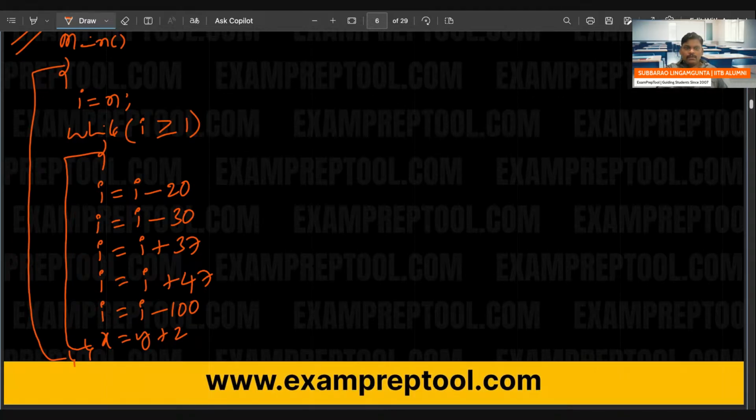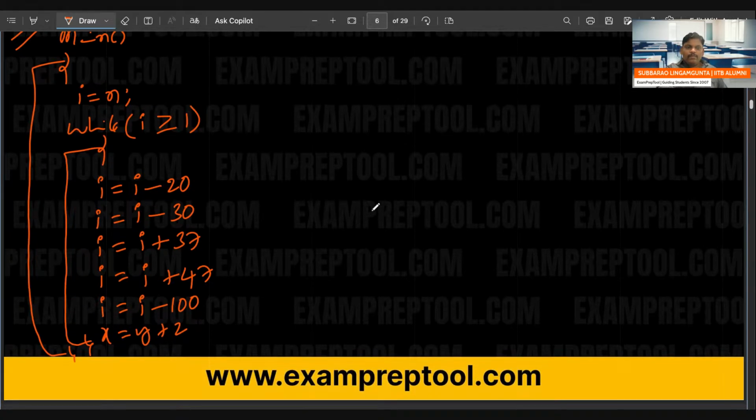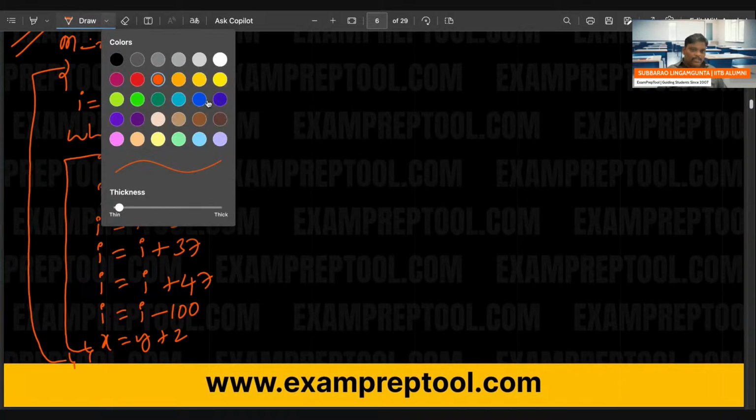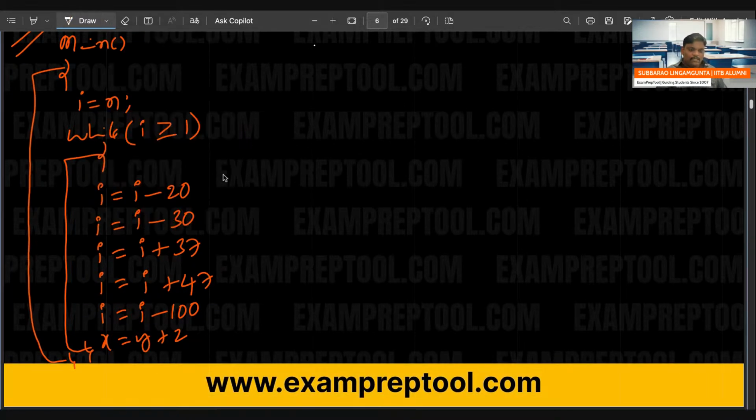Everyone see the answer. I think Sahil may be given correct answer. So I is equal to n, I greater than or equal to 1, I is equal to I minus 20, I is equal to I minus 30, I is equal to I plus 37, I is equal to I plus 47, I is equal to I minus 100, x is equal to y plus z. So this is the program.